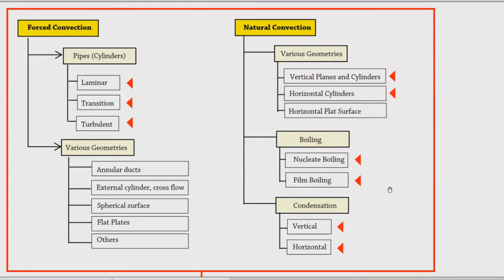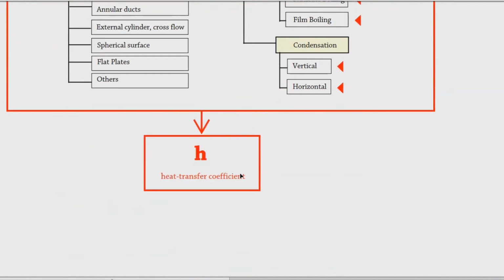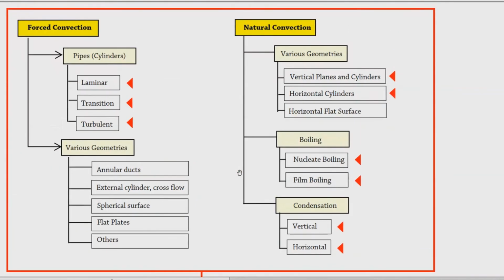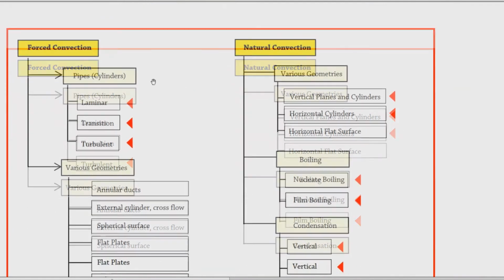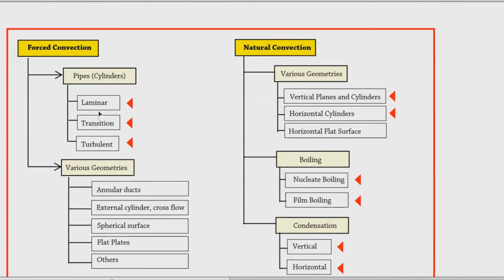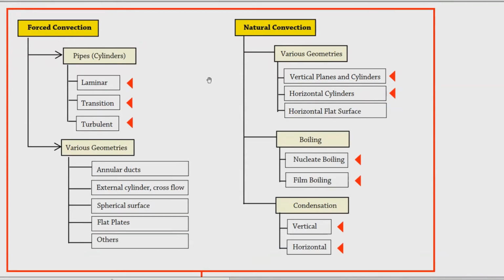Okay, so this is just a warm up of that, and we'll be using this criterion to find our H, our heat transfer coefficient. So in the problem, you might be seeing a pipe and so on. In that case, you'll be considering forced convection, and then you'll be finding if it's transition, laminar, or turbulent, and the same thing goes for natural convection. So it is also important for you to understand when it is forced and when it is natural.